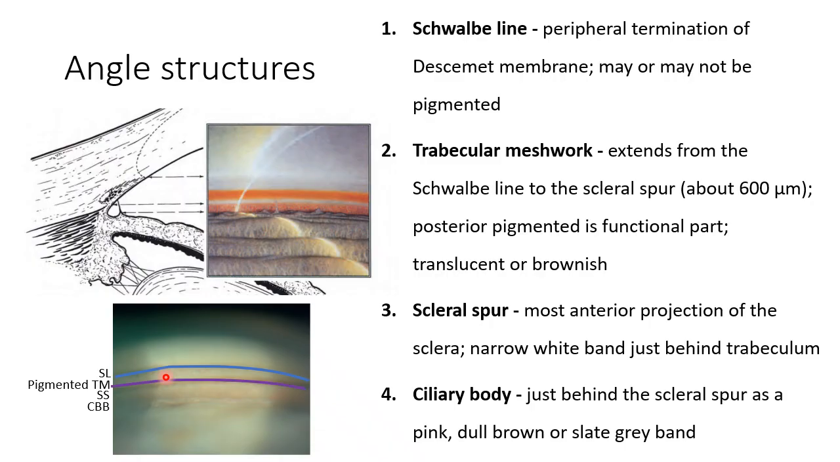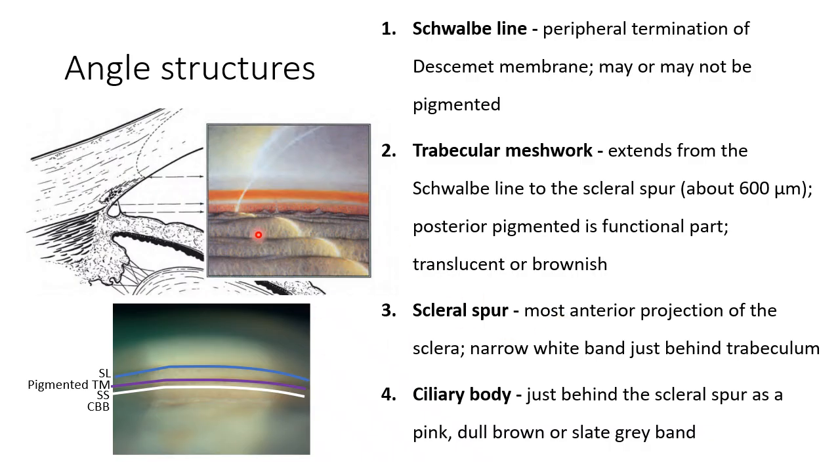S, then T. T is the trabecular meshwork. Again, it may or may not be pigmented. It's a broad line extending from the Schwalbe line to the scleral spur, about 600 microns in thickness. It is the posterior trabecular meshwork which is pigmented and is the functional part.